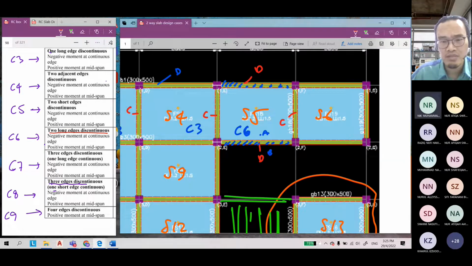And then how about number six? During the final exam, just use a few seconds to determine the continuity first. This one is discontinuous. This is also discontinuous.